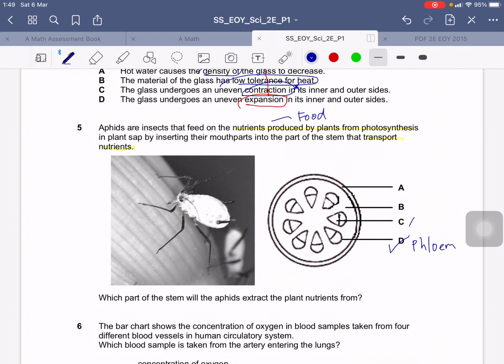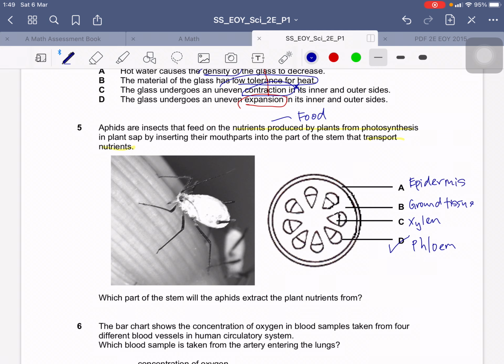Alright, and C actually is a xylem that transports water and dissolved nutrients. B is actually the ground tissue. And A will be the epidermis. Alright, that means the outer layer.